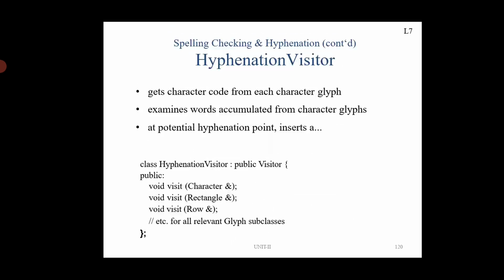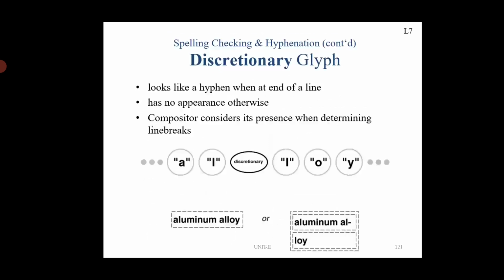This is the hyphenation visitor, how the hyphenation visitor gets the character code from each character glyph. So we need to examine here the words, how we can accumulate them from character glyphs. Okay, so at a potential hyphenation point we need to insert, with class name hyphenation visitor, public visitor. We need to take void visit for characters, rectangles, rows, for all relevant glyph subclasses. So next we need to study discretionary glyphs.